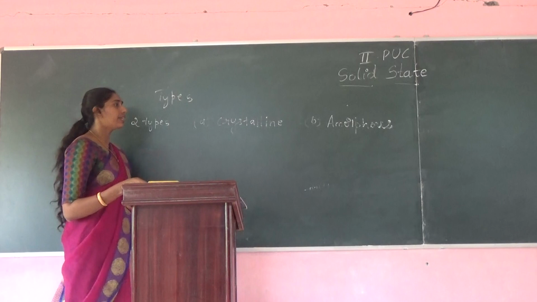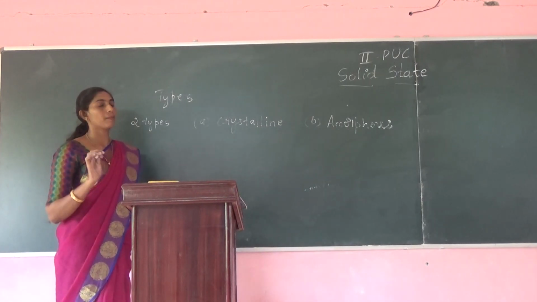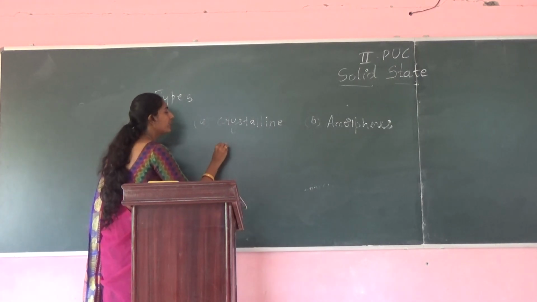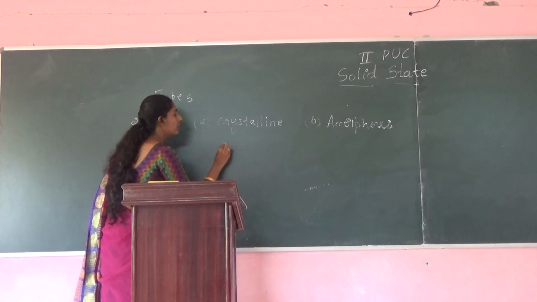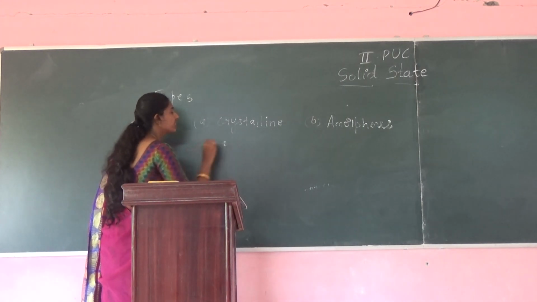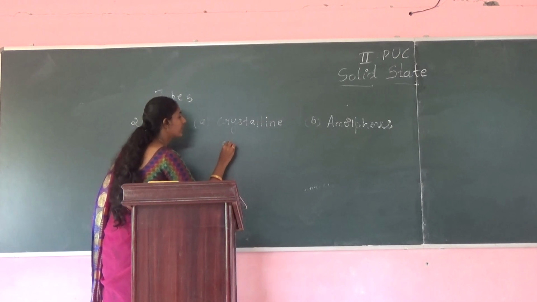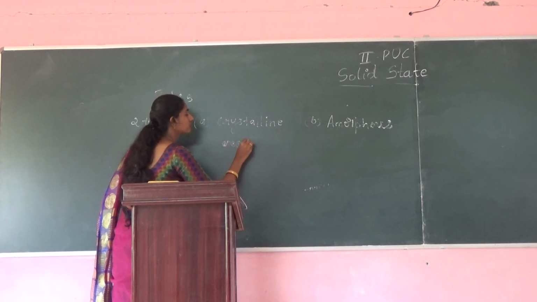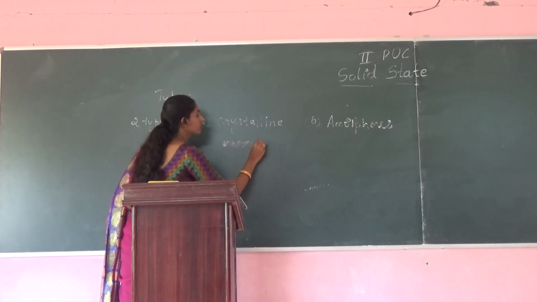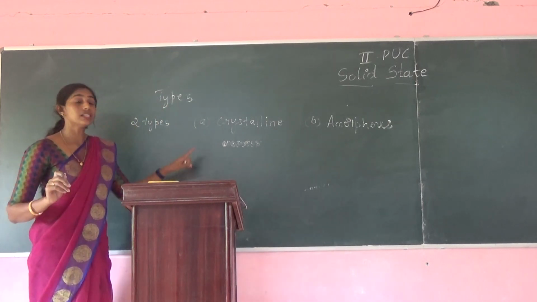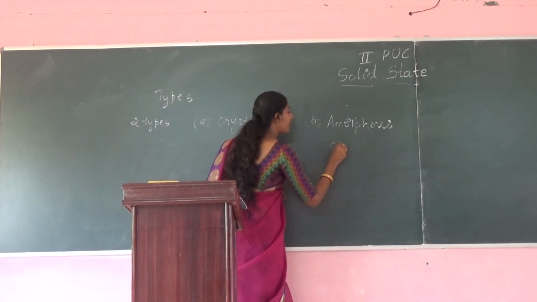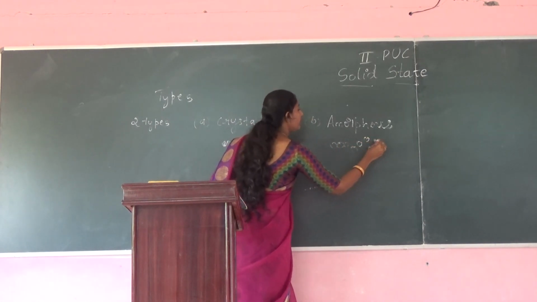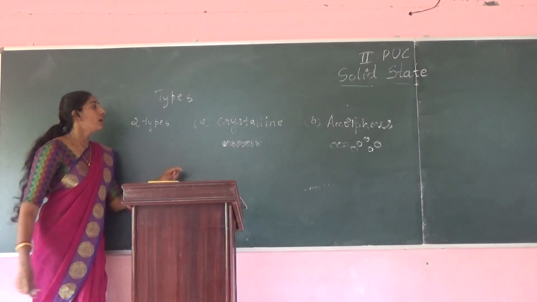Crystalline solids means inside the solid, the constituent particles, that is atoms, ions or molecules, have a definite geometrical shape, definite arrangement. I'll write the particles in circles. So these are the particles in case of the crystalline solid. But in case of the amorphous solid, I'll write the particles in this way.